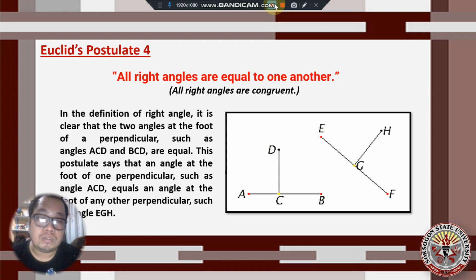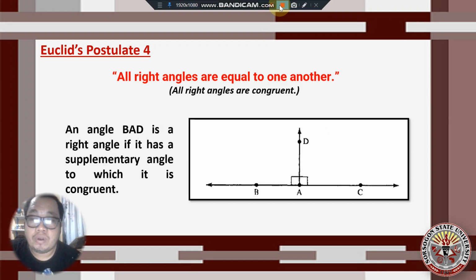So we have here two sets of perpendicular lines, in which on the first figure, segment AB is perpendicular to segment DC, and on the second figure, we have segment EF perpendicular to HG. Both sets of perpendicular lines generate right angles, and these right angles are said to be congruent.